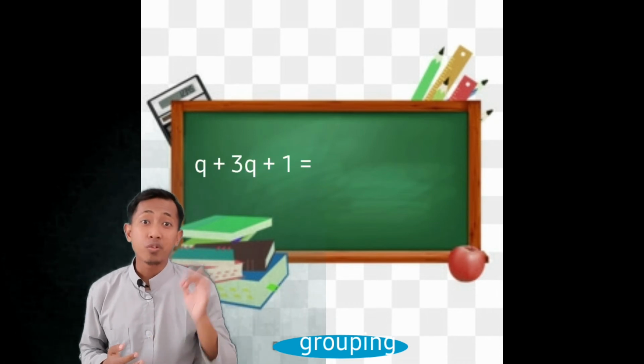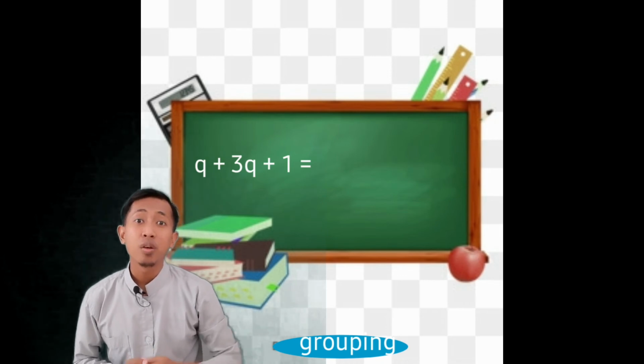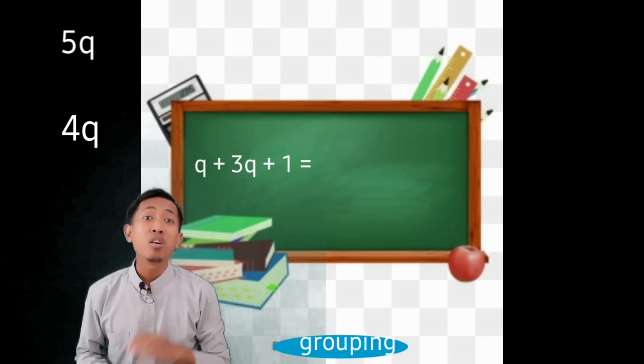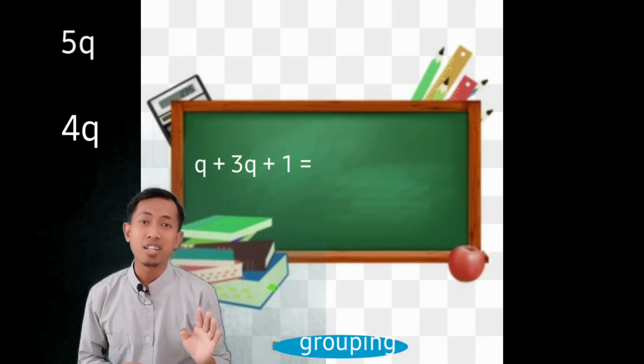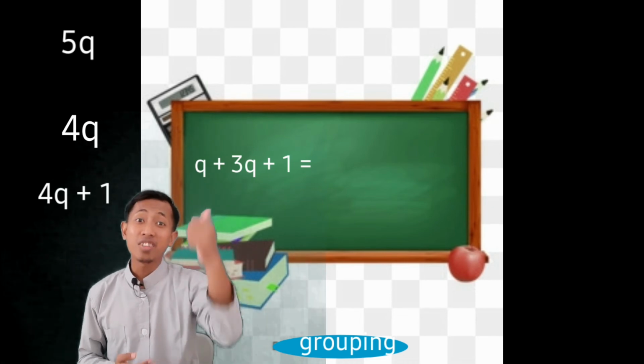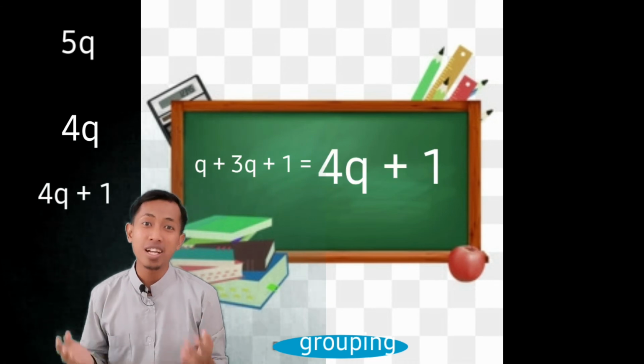Okay, how about this? q plus 3q plus 1. Is it 5q, 4q, or 4q plus 1? Can you guess the answer? Terrific! The answer is 4q plus 1.